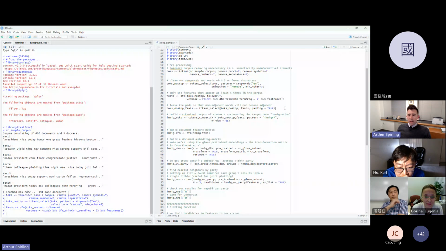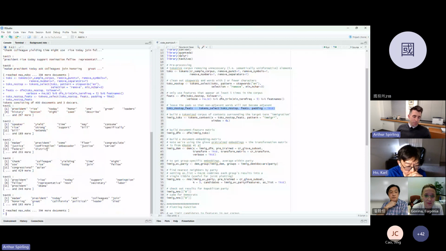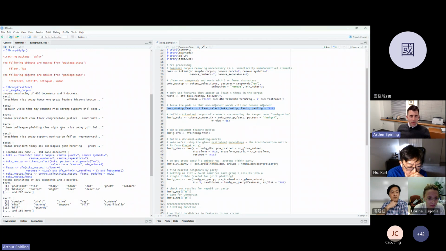We're going to select the words. We're going to have these words being represented, but we're now going to know what context they're in, so what words they're next to. So this term here, padding equals true, just tells the words to stay separate. So I'll show you what I mean. If I put in stop features, here are all my documents now. So President Rise today, Honor 1, Great Leaders, and you can see that it's changed a little bit from what it was originally.